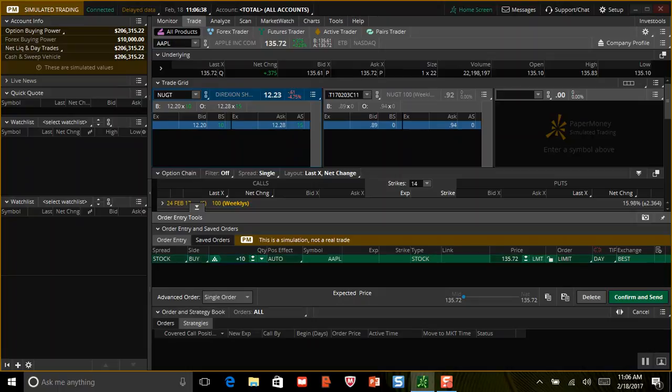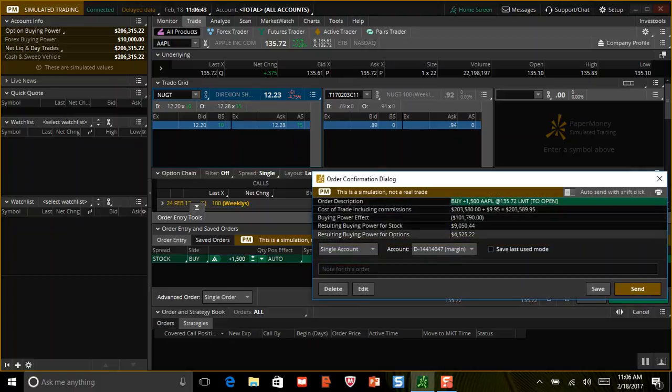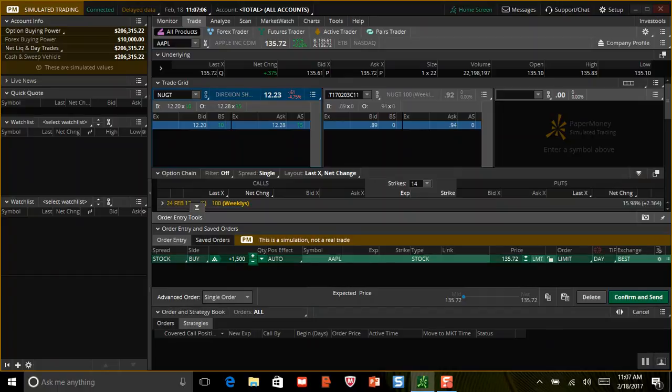Let's put that in here. 1,500 shares. And then if I hit the confirm and send, how much money would that be? Cost of trade, $203,580. So if I wanted to, I could hit this send button, buy 1,500 shares of Apple. How exciting is that? But I would never do that with my real money. So I'm actually going to close this and I'm going to put in a more reasonable amount. And I would never go all or nothing like that with my money. So that would be an example of treating my paper trading account like a real account.